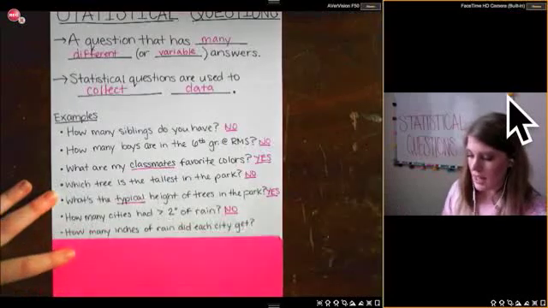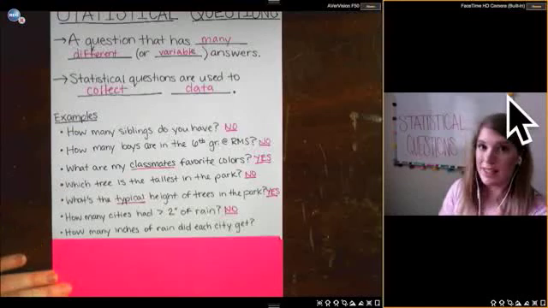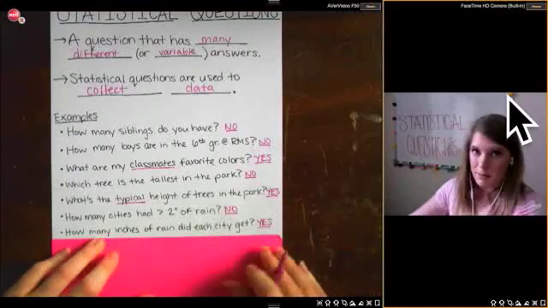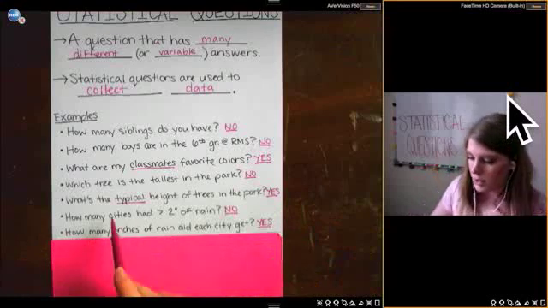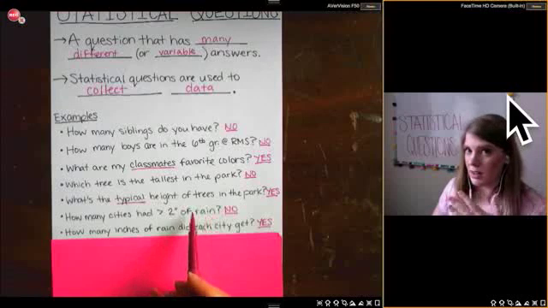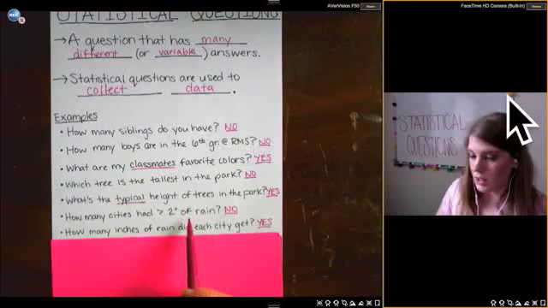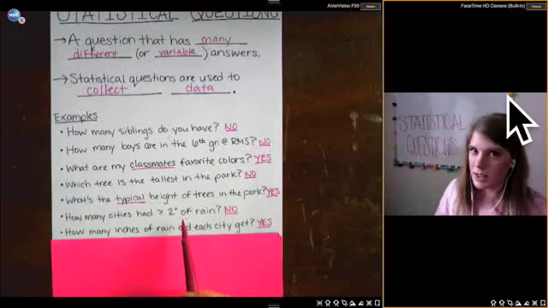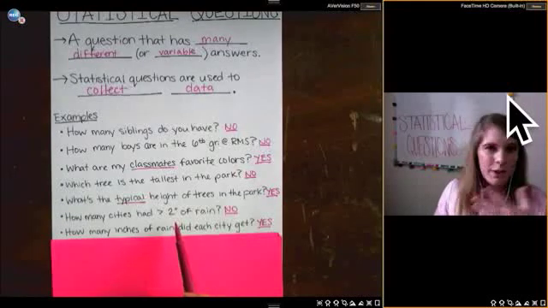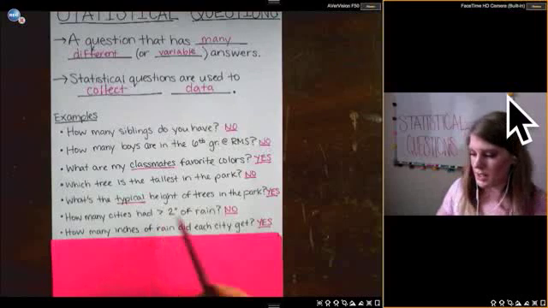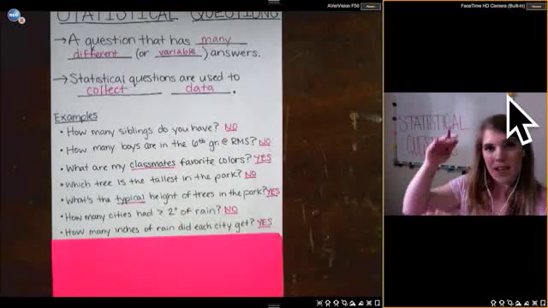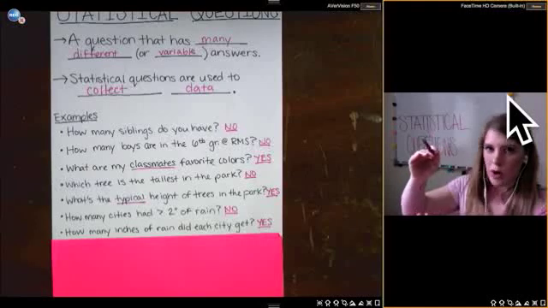Whereas if we asked how many inches of rain did each city get, that is going to be statistical because not every city got the same number of inches of rain. For the first one, we would still have to go and collect that data. Okay, Tallahassee, did it get 2 inches of rain or not? Yes. Okay, Wakulla, did it get more than 2 inches of rain or not? Yes. Valdosta, Thomasville, if we did all the cities in our area, it's a yes or no question that we would have to ask, and then we would take all the ones that said yes, and that would be our one answer to this question, if that makes sense.